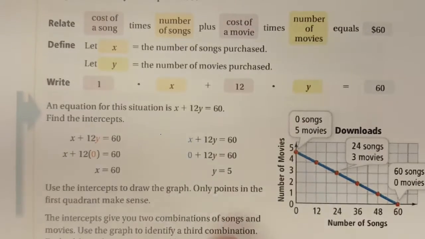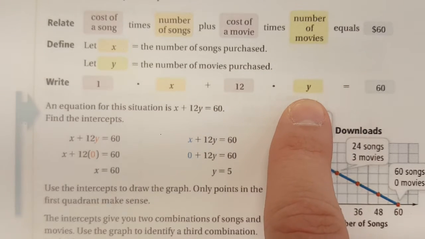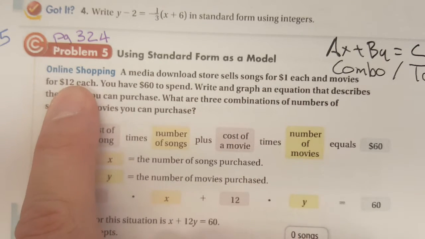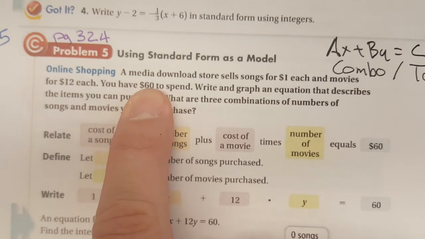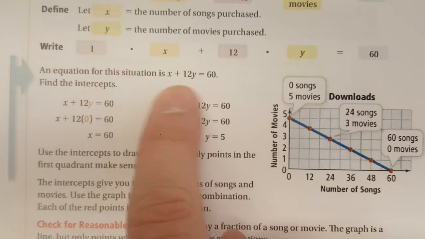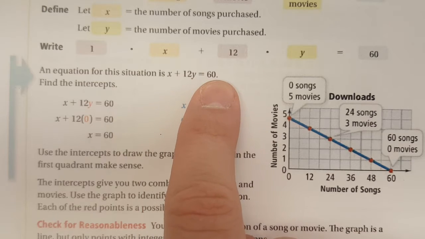So what do you do? Well, if you have X be the number of songs and Y be the number of movies, then $1, $12, and 60 can be your A, B, and C values. Okay, so look at this right here. X plus 12Y equals 60. $1 songs, $12 movies, $60 to spend.